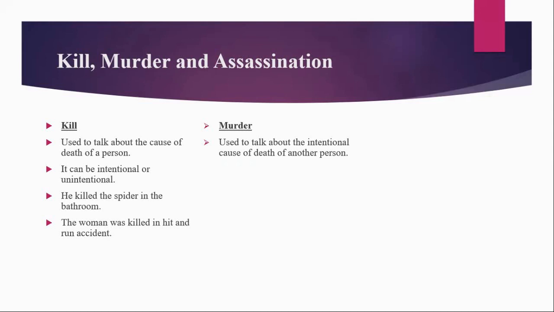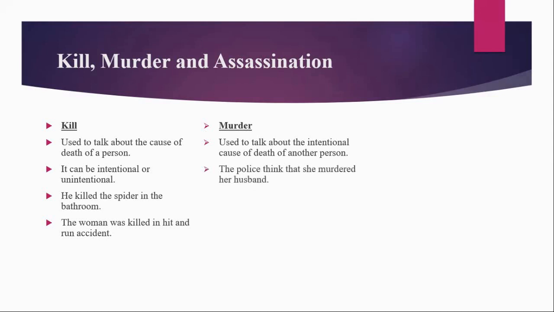So a murderer can never say, I murdered by mistake. No. If he or she is a suspect, they can say the victim was killed by mistake, but we cannot say that I murdered by mistake, because murder is always intentional.